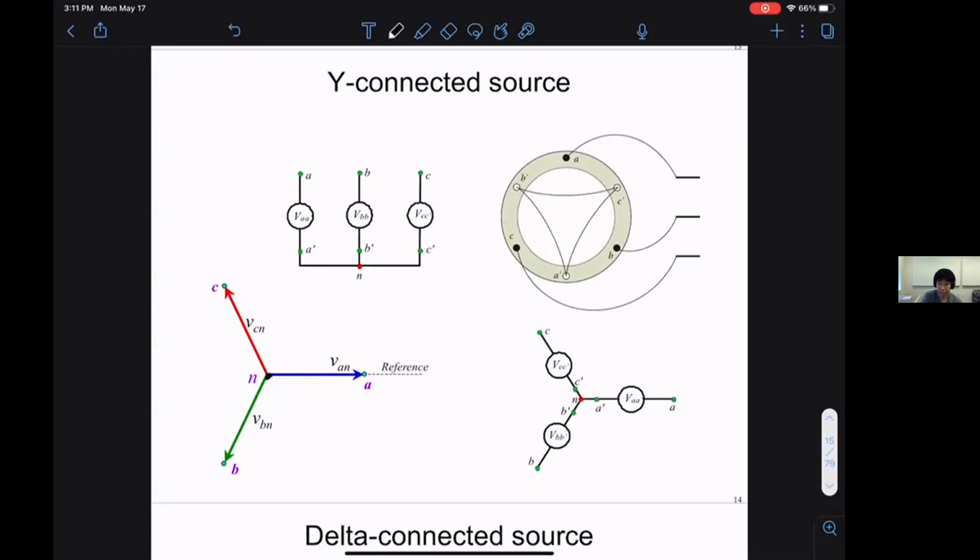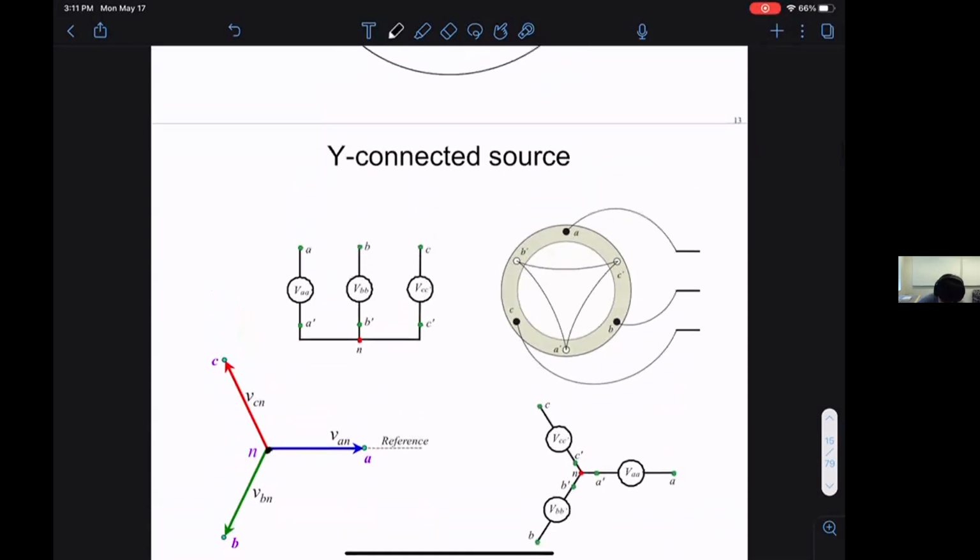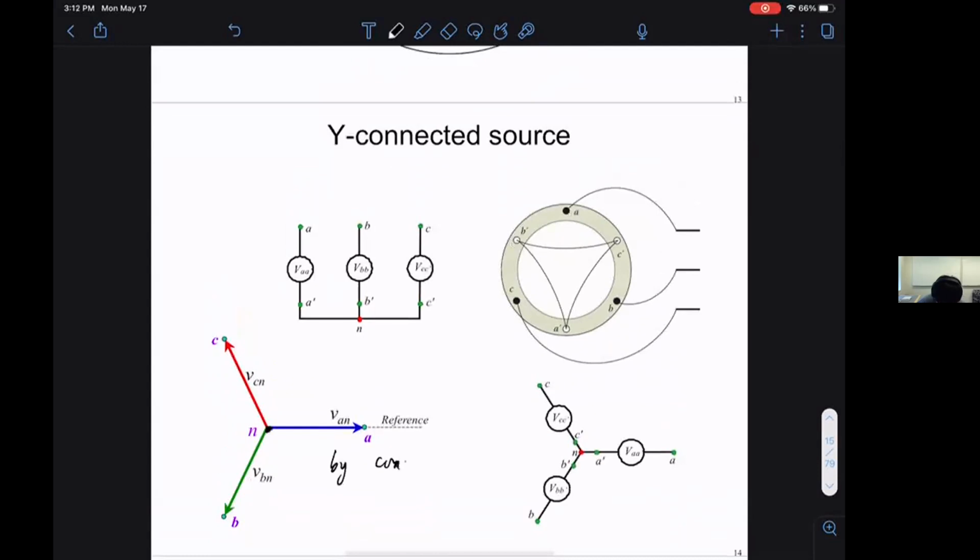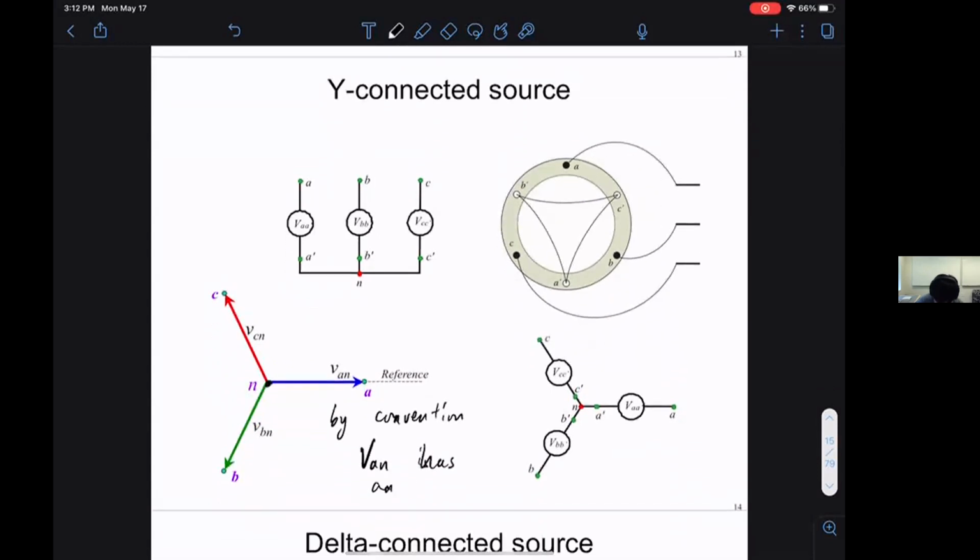Any questions? Okay, so by convention, VAN, the A phase of this, has angle 0. By convention, we're going to pick the A phase to be angle 0 and the B and C phases each offset by 120 degrees. Okay, so those are the three-phase circuits for us.